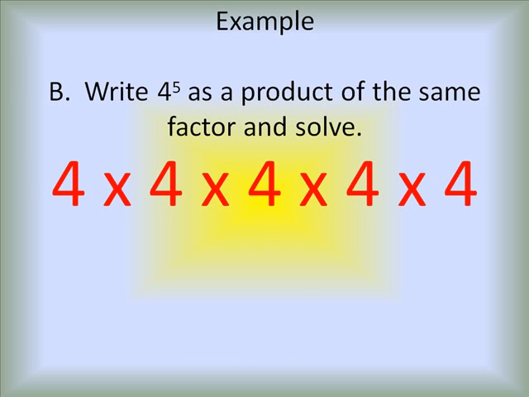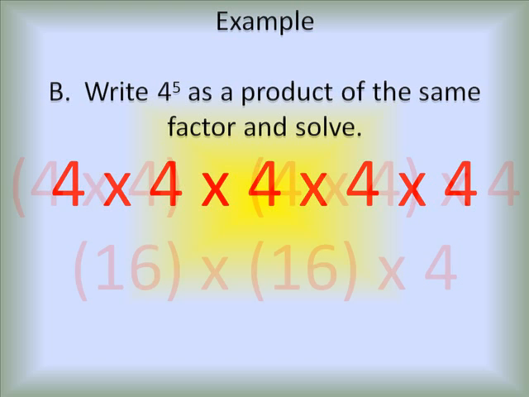Now let's go to our next example. Write 4 to the 5th power as a product of the same factor and solve. What we want to do is use the base number 4. That's the number we're going to need. The exponent is 5. That tells me I have to write the number 5 times. So far my answer is 4 times 4 times 4 times 4 times 4.